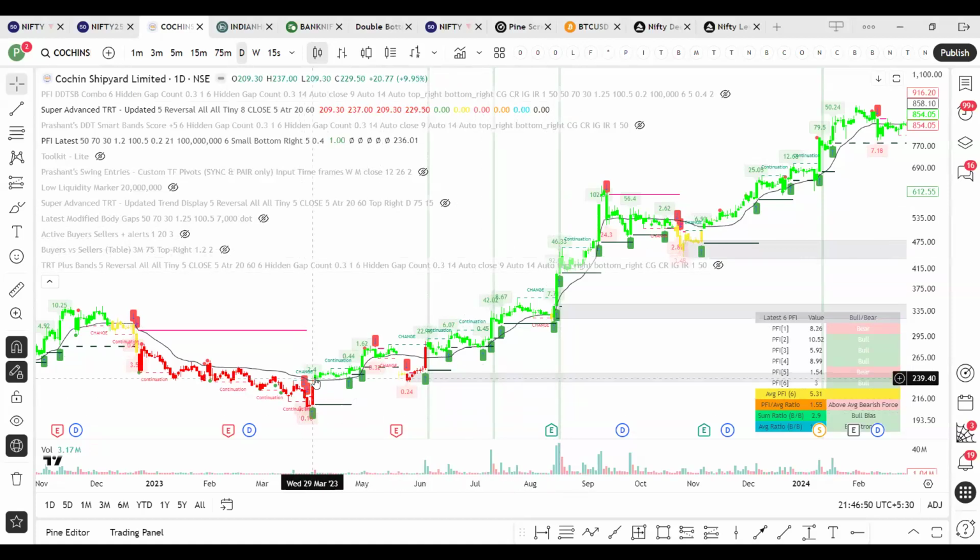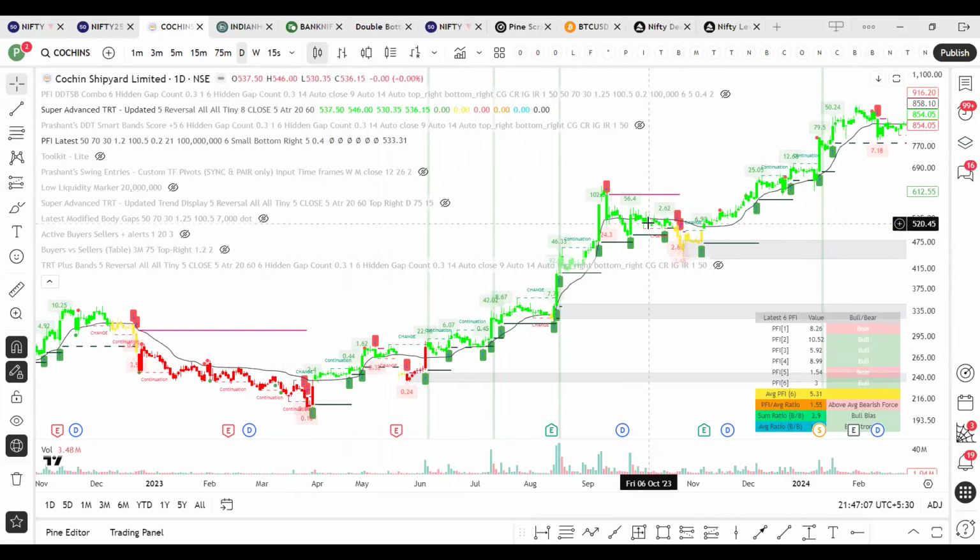Therefore, also when the color changes to green, it is not likely to have a successful outcome every time. Sometimes it goes up like this, and sometimes it goes up and fails. So the first indicator developed was TRT. I used to check this indicator.